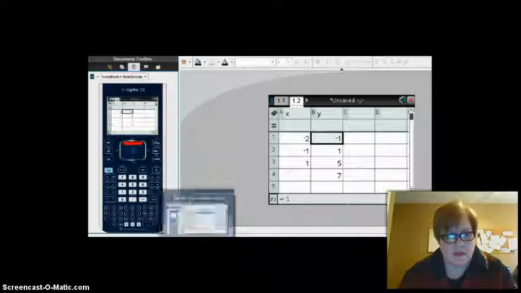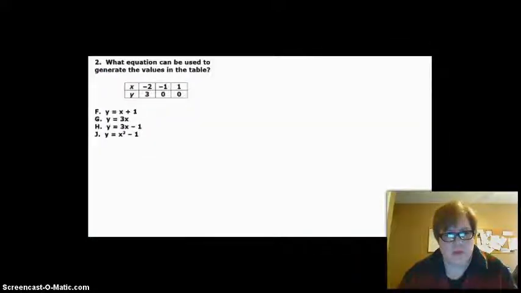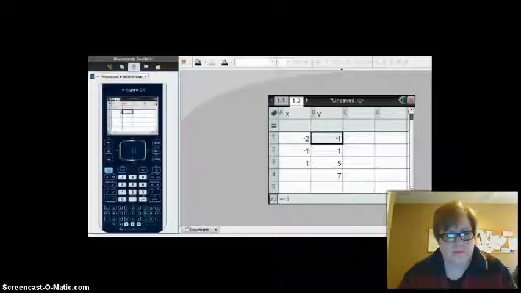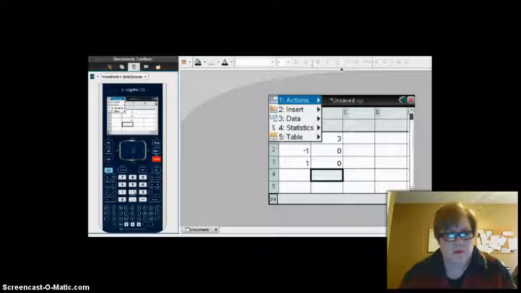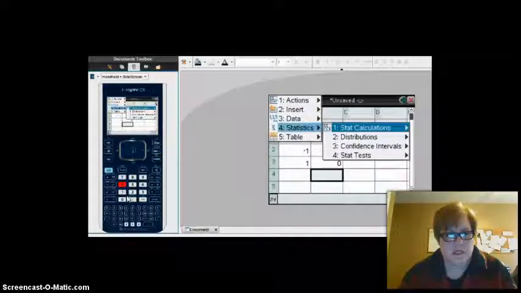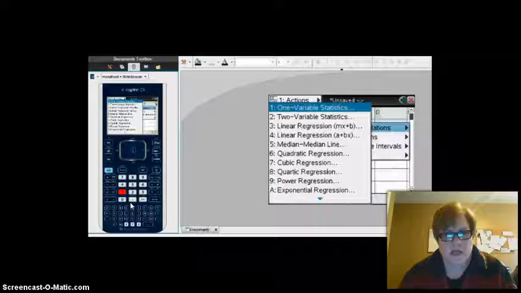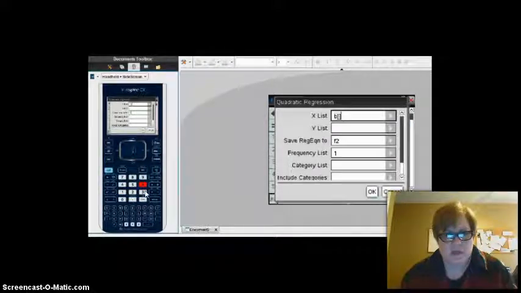Okay, and then my y values were 3, 0, 0. So 3, 0, 0. And again, delete the last one. Okay, so again, I'll press menu, 4 for statistics, 1 for our stat calculations, and then I'm going to choose 6 because again I have an x squared.